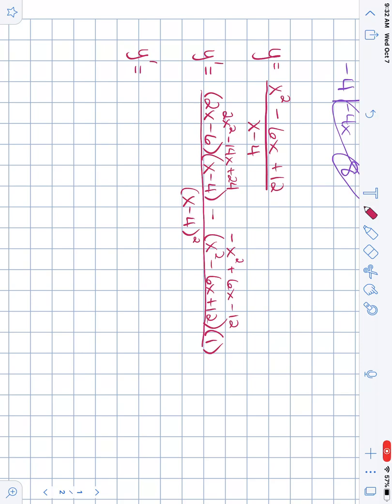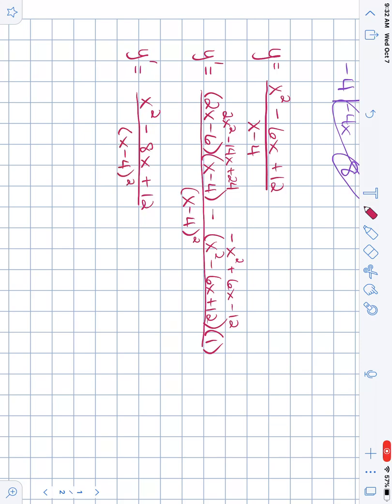Okay, now if I combine those two things together, 2x squared minus x squared is just x squared. Negative 14x plus 6x is negative 8x. And positive 24 minus 12 is positive 12. All of this is over x minus 4 squared.